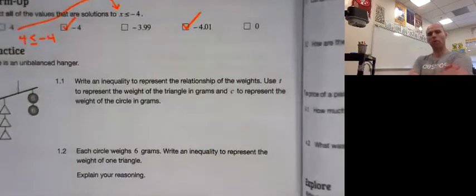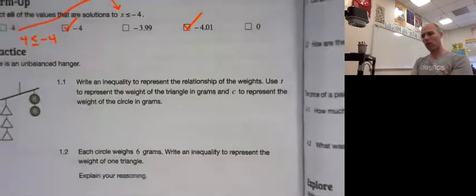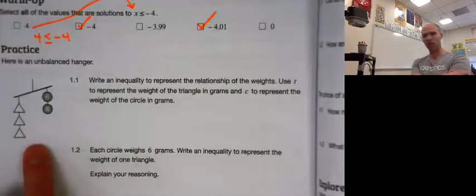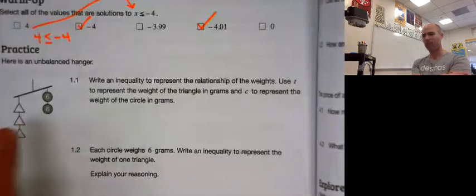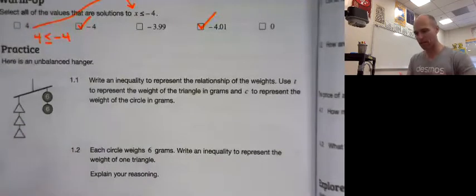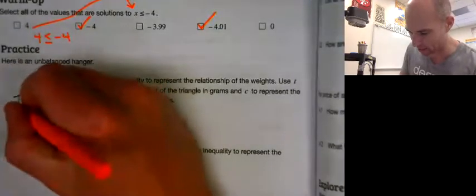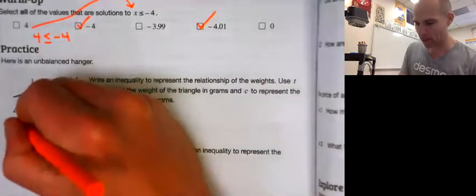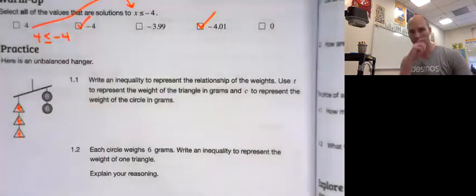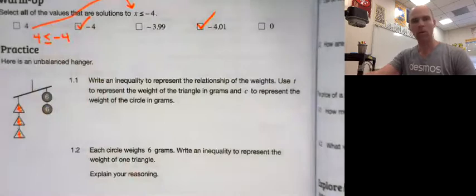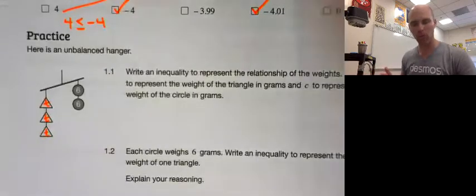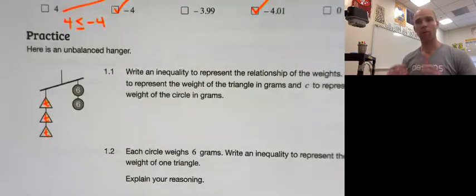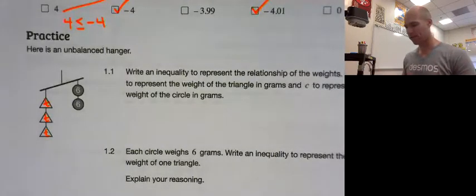So we have question 1.1. It says, write an inequality to represent the relationship of the weights on this hanger here. Use T to represent the weight of the triangles. Okay, so this is going to be T. This will be a T, and this will be a T. So we don't know how much each triangle weighs. These are supposed to be little T's. They're kind of hard to see. We don't know how much each triangle weighs. So we're making a variable to stand for that weight. It's T. We don't know what it is. We're going to call it T.